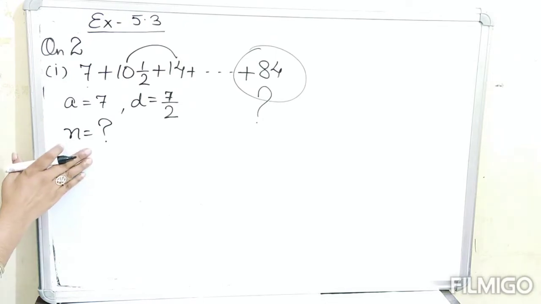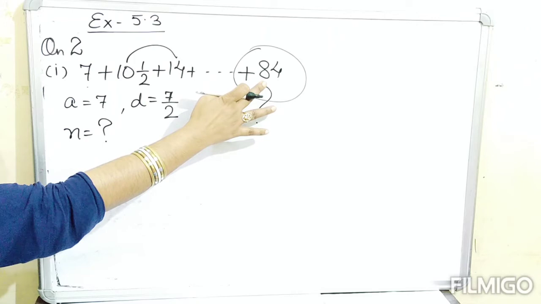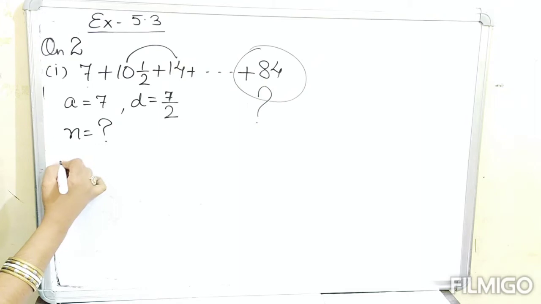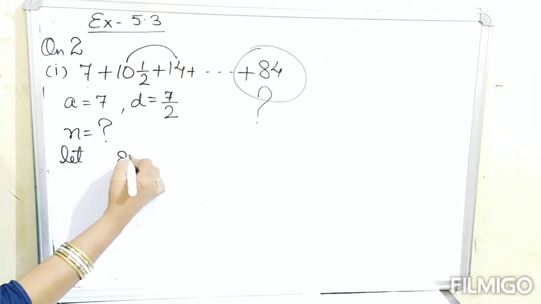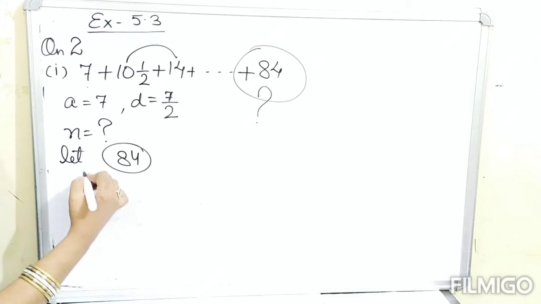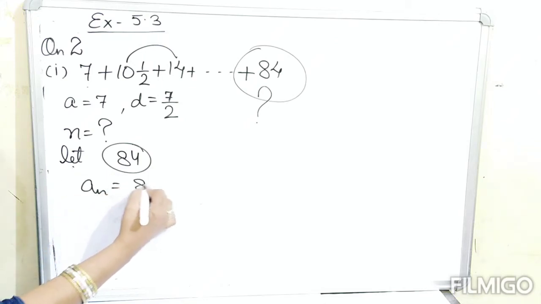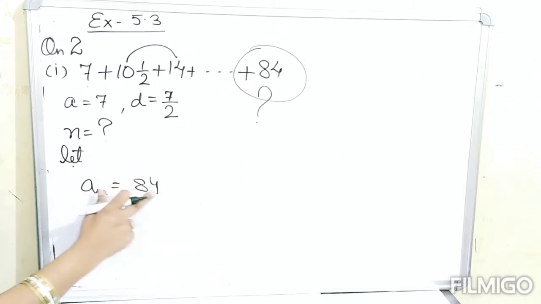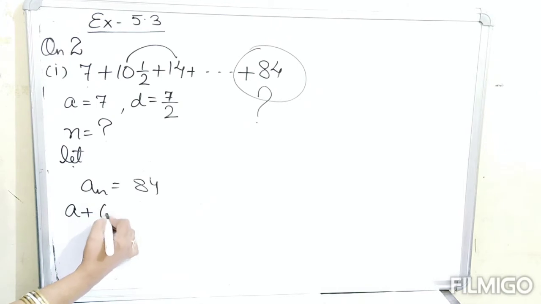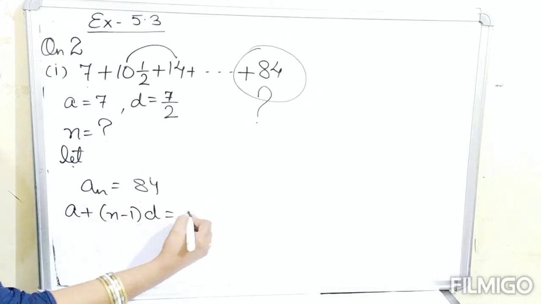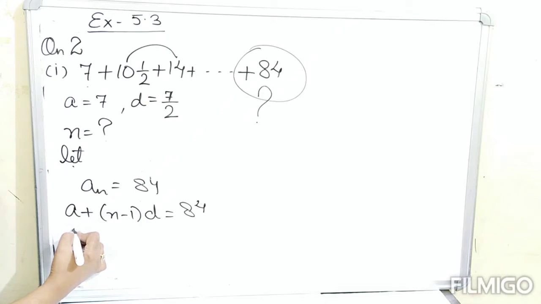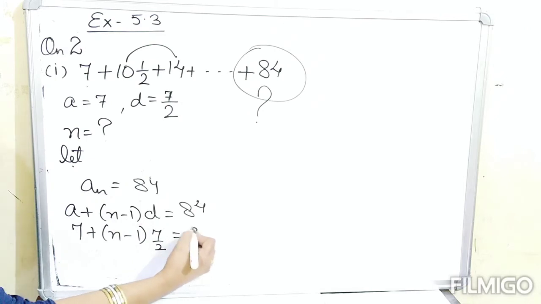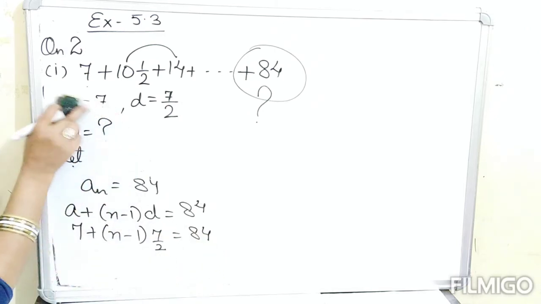To get the value of n, first we'll take the help of this 84. Because we don't know which term 84 is, let us suppose that 84 is the nth term, that means let an equal 84. So if an is 84, apply the formula for an: A plus n minus 1 into D is 84, where A is 7, n we don't know, and D is 7 by 2, equal to 84.